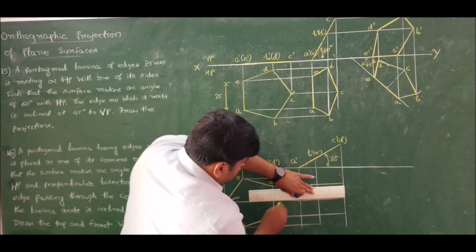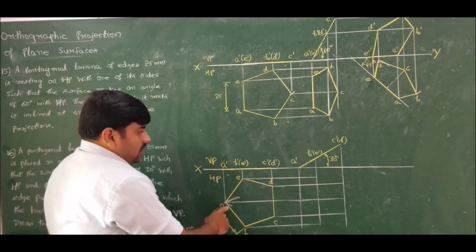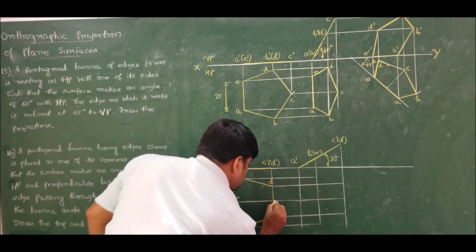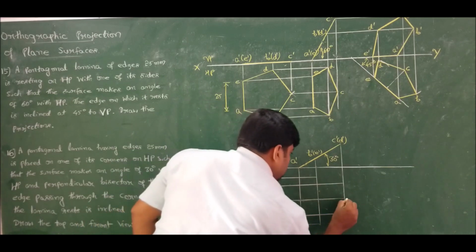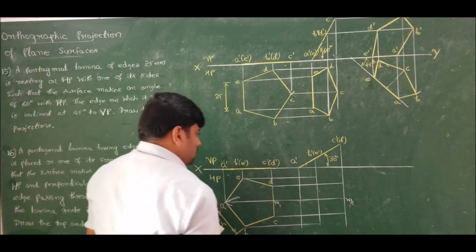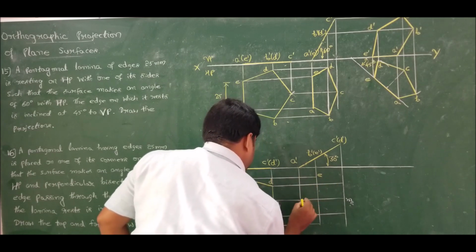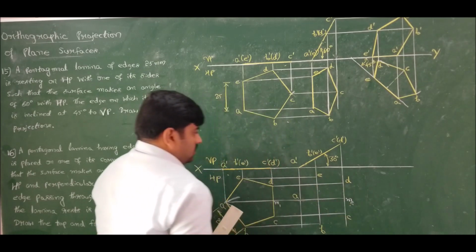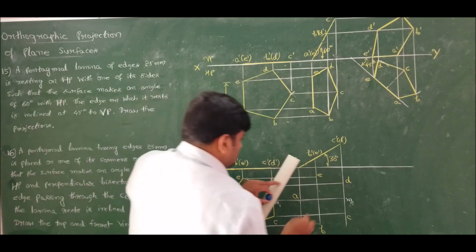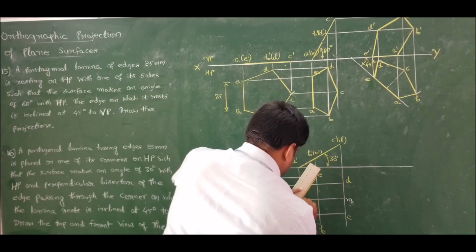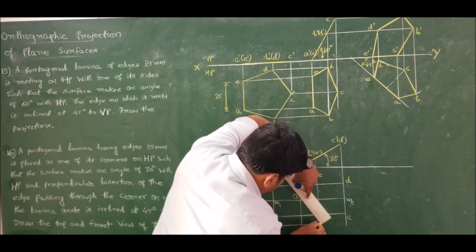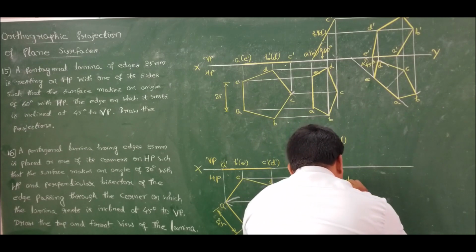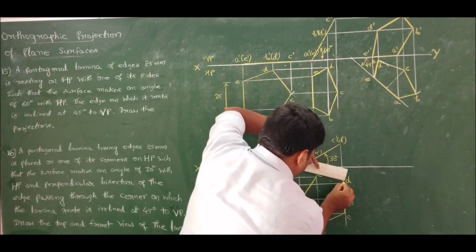So he is clearly stating that the bisector passing through the corner on which it rests should be inclined to the vertical plane. So therefore I want the bisector, let me call this M1. Now let me call this M2. We have E, A, B, C and D. Now join these corners to get the second position, top view. A to B, B to C, C to D and D to E.